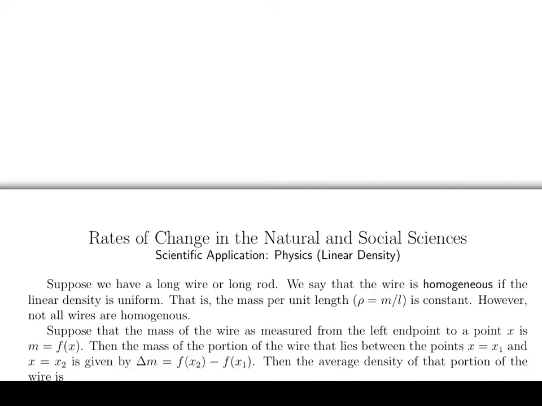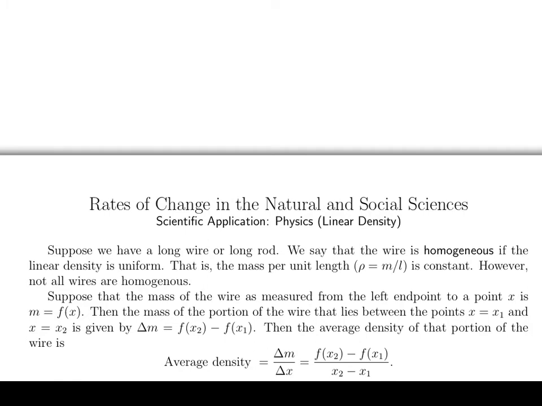Then we can ask about the average density of that portion of the wire. And we'll just get this. The average density is delta m over delta x. So that's the change in mass over the change in length. So we'll get f of x2 minus f of x1 all over x2 minus x1.